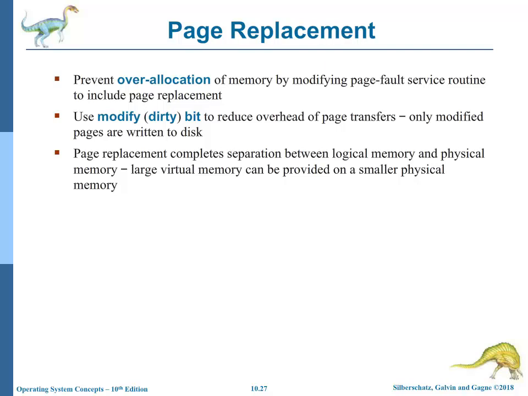And what happens if some process suddenly decides it needs more pages and there aren't any free frames available? There are several possible solutions to consider. So physical memory may become over-allocated. There may be no free frames when a page fault occurs. The standard solution is called page replacement.